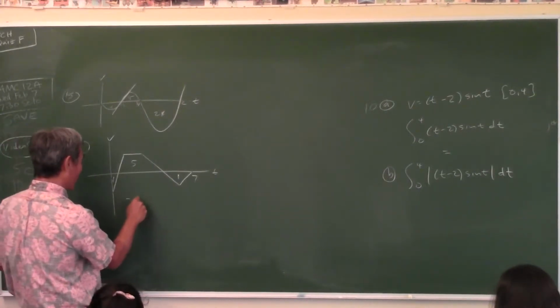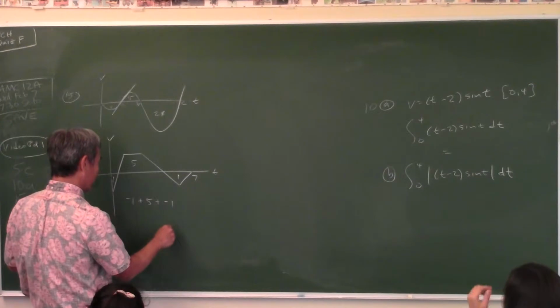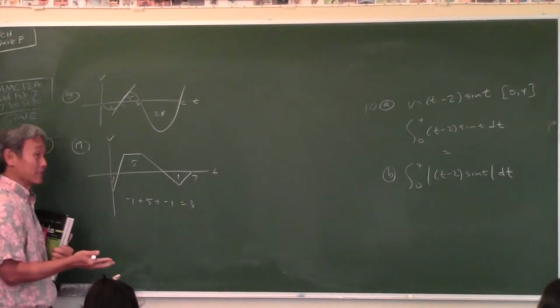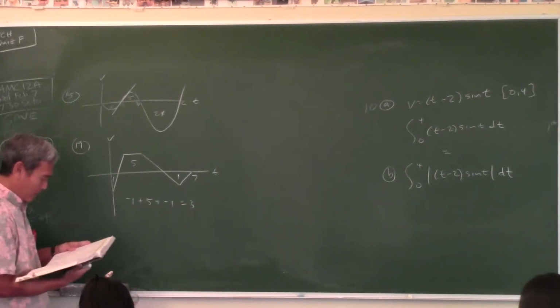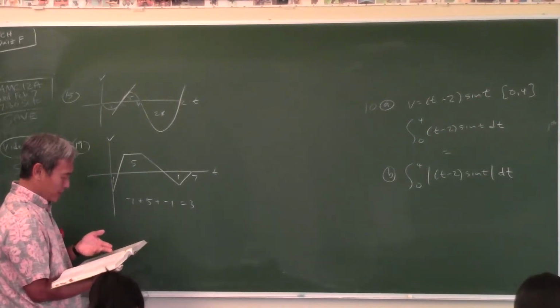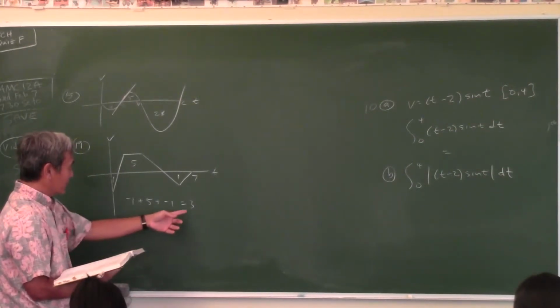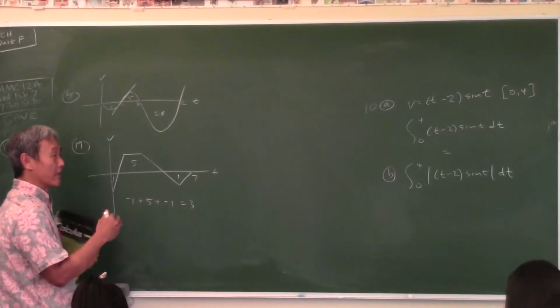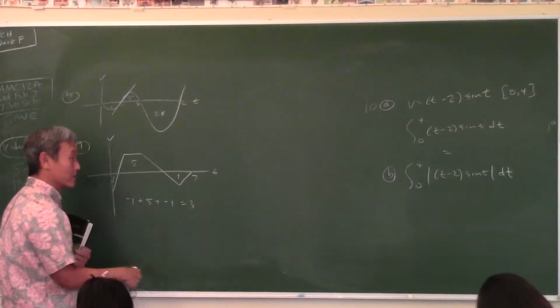So it's like -1 plus 5 plus -1, that's 3. But you gotta, that's the displacement, but you gotta answer the question now. It says the initial position is 2. So if the displacement is 3, that means you ended up 3 units to the right of where you started.